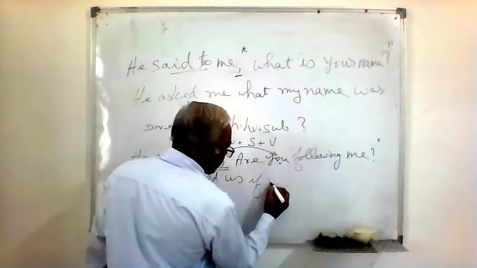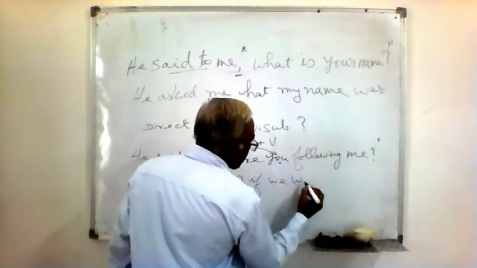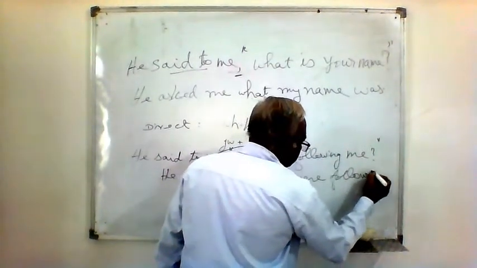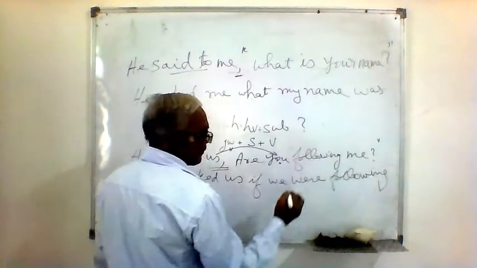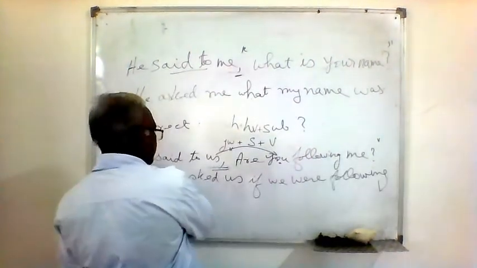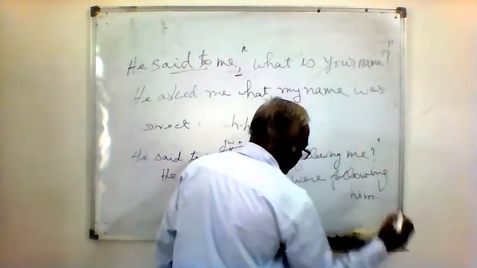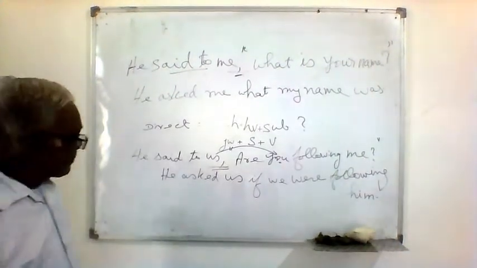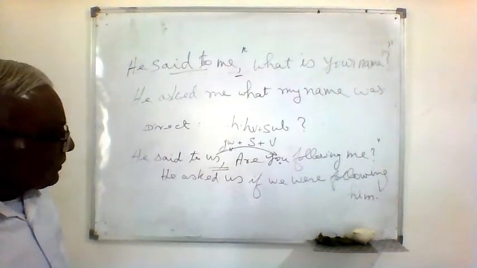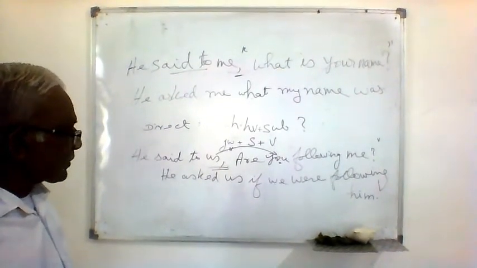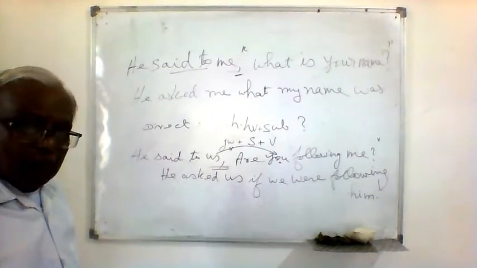Therefore, if we were following, the "me" refers to the "he," therefore following him. This is very important to watch there. He said to us, "Are you following me?" And when changed, it becomes, he asked us if we were following him.